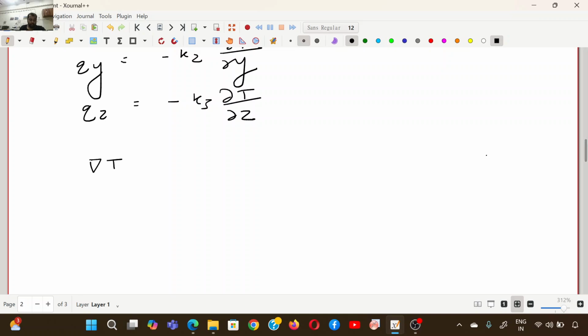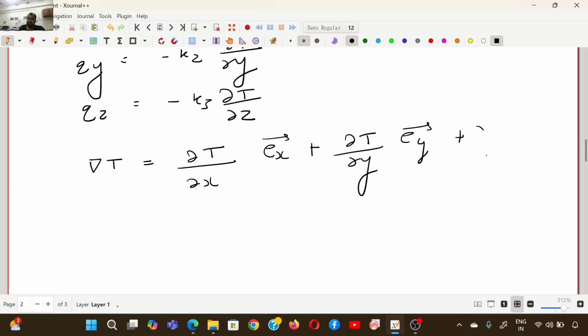Where del T, the temperature gradient, is given as dou T by dou x into Ex direction, plus dou T by dou y into Ey, plus dou T by dou z into Ez.